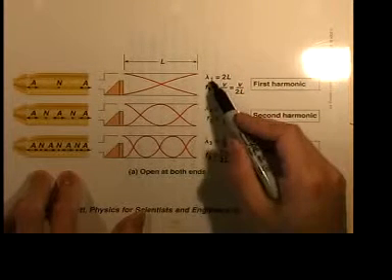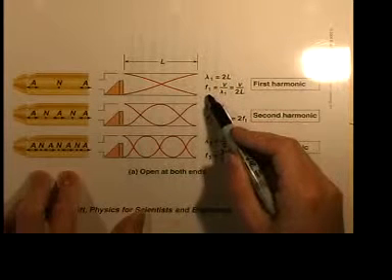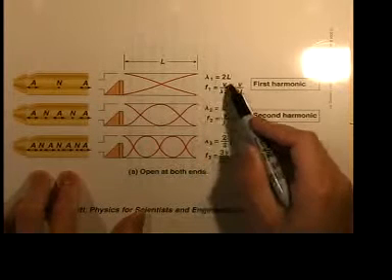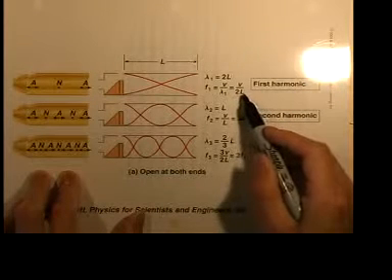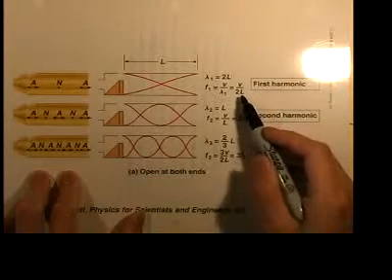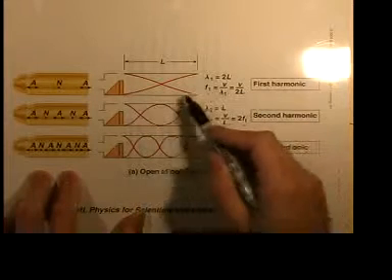So that gives you lambda 1, which is 2L, and that allows you to find f1, which is v over lambda 1, v is the speed of sound. Okay, that is v over 2L. So this is how you find the first harmonic that can exist on a pipe with both ends open.